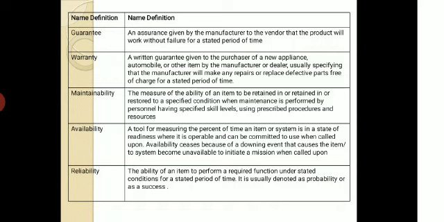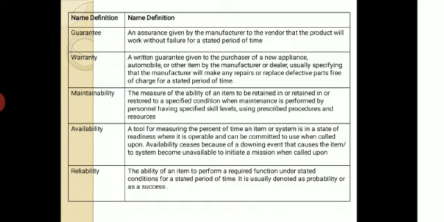So, what is guarantee? Whenever you need to buy something, electronics or other things, some shops and showrooms will give a guarantee. What do you mean by guarantee? That is an assurance given by the manufacturer to the vendor that the product will work without failure for a stated period of time. The guarantee is only an assurance.